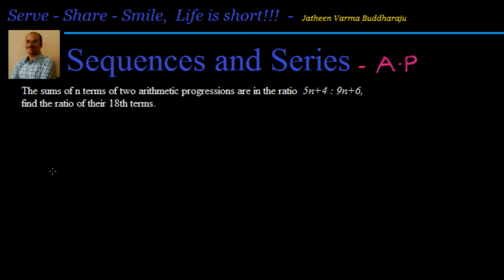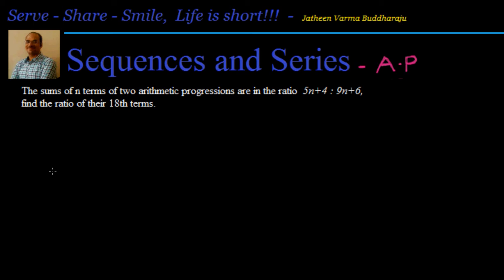This is an interesting problem. Let's go through that and try to understand and solve that. The sums of n terms of two arithmetic progressions are in the ratio 5n plus 4 is to 9n plus 6. Find the ratio of their 18th terms.